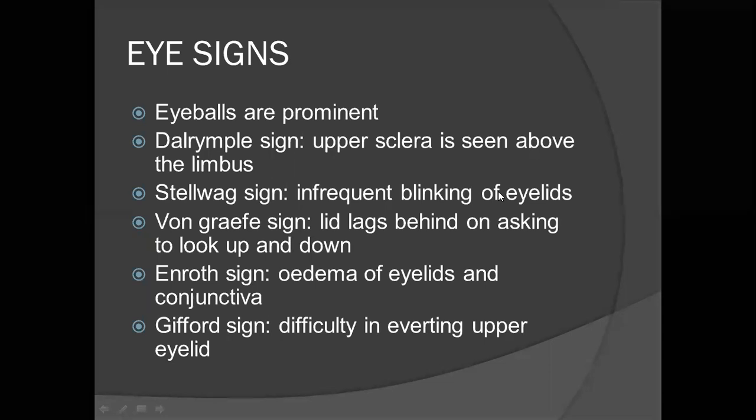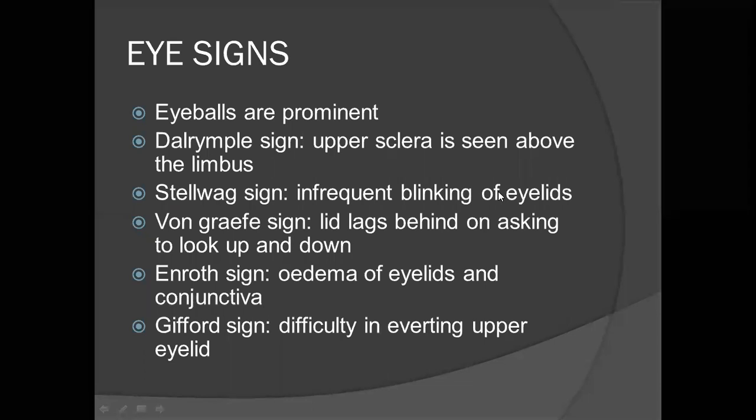What is Stellwag's sign? It is infrequent blinking of the eyelids. Why do you get infrequent blinking? Each and every sign has a pathology. If you understand that, then you will not miss any sign at all. The names may confuse you in the exam, but don't worry about it. If you understand why it happens, you will not miss anything. Again, the levator palpebrae superioris is contracted, so it doesn't allow the eyelid to blink frequently. That is why Stellwag's sign is present, due to retraction caused by Müller's muscle.